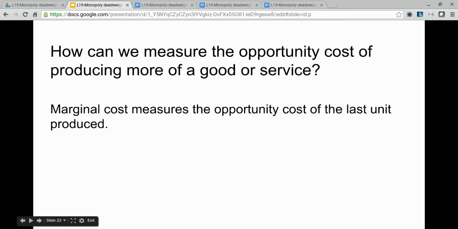Marginal cost measures the opportunity cost of the last unit produced. Producing more steel requires the steel factories to purchase more inputs. These inputs are valuable to other employers and firms. If the consumers value highly the goods and services produced by the other employers and firms, the steel factories must pay high prices to get the inputs to move. As a consequence, the marginal cost of producing more steel reflects the value of the goods and services foregone.